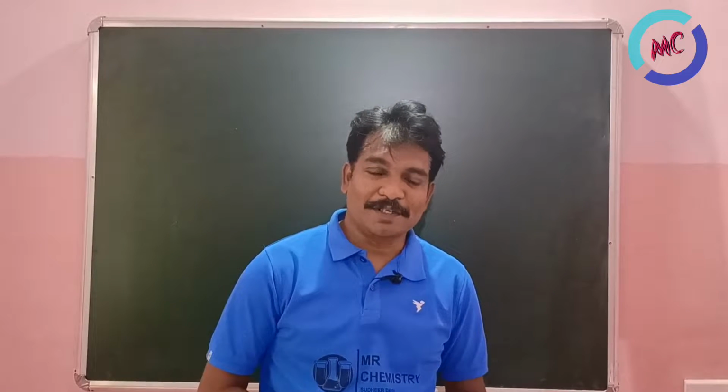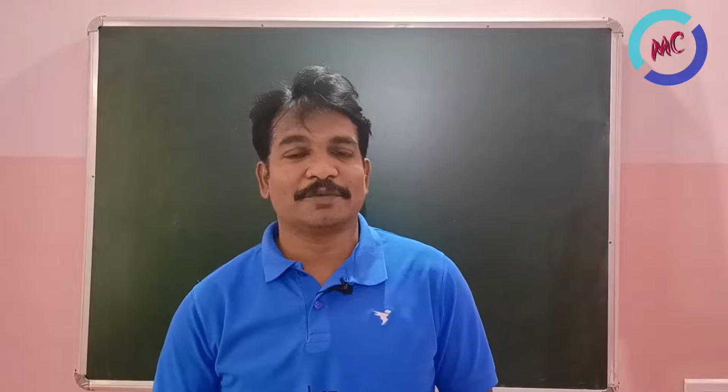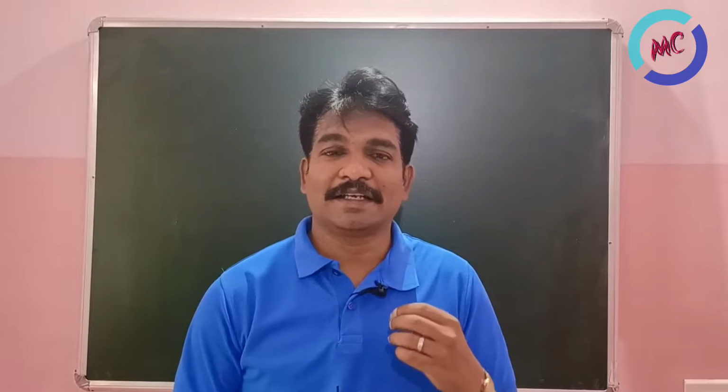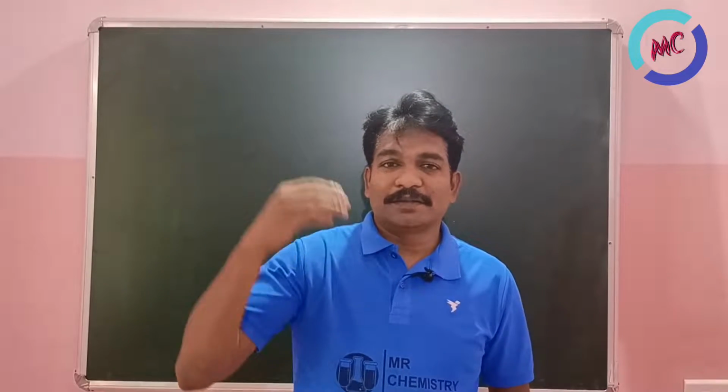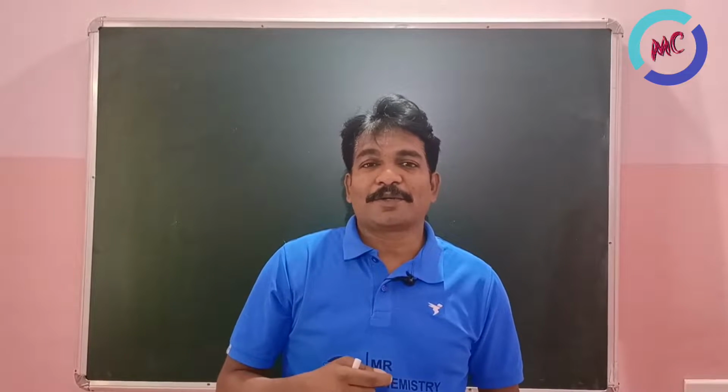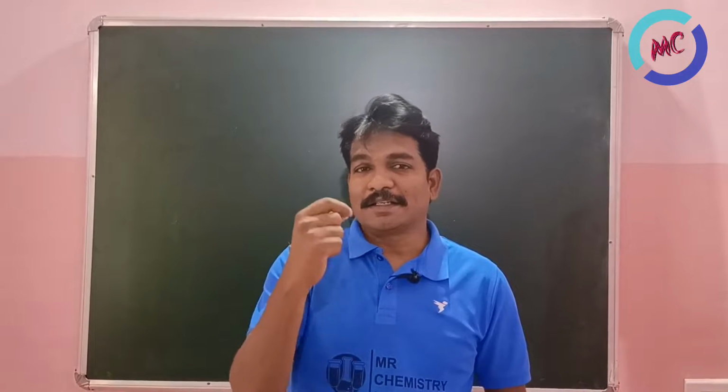Hi dear students. In the last class we learned Planck's quantum theory. In that theory we learned that electrons from the ground state absorb energy and get excited to the next energy levels, and from the excited states they fall back. While falling back to the ground state, the electron releases the amount of energy it gained previously. That released energy is emitted in the form of radiation.